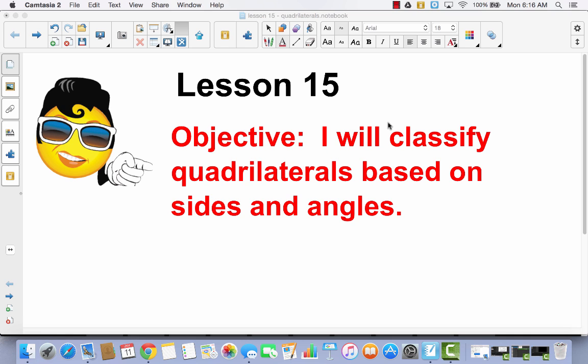I will classify quadrilaterals based on sides and angles. So we went from classifying triangles and then we constructed triangles. Now we're going to talk about quadrilaterals.